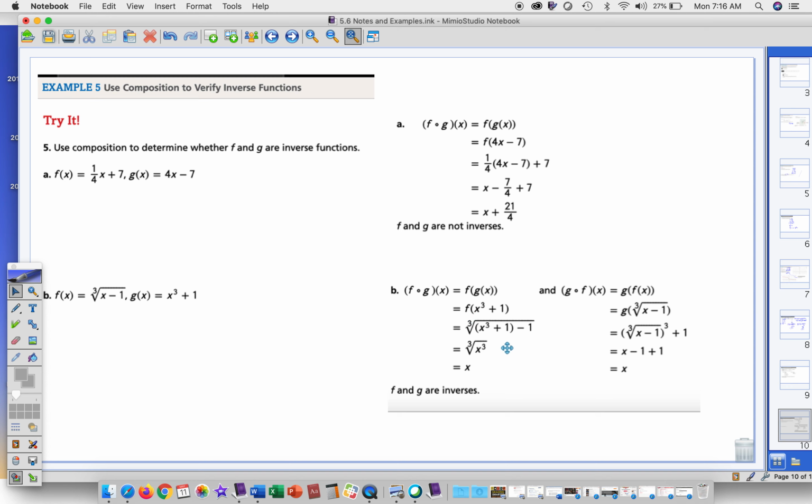For letter B, when we do f of g, we're plugging x cubed plus 1 inside cube root of x minus 1. So x cubed plus 1 minus 1 gives us x cubed. The cube root of that is x, so we do get x. So we need to go on and also verify g of f. If we plug cube root of x minus 1 into x cubed plus 1, again, the cube and the cube root undo each other. We get x minus 1 plus 1. The 1's cancel each other out, and we get x. So f and g in this case are inverses.